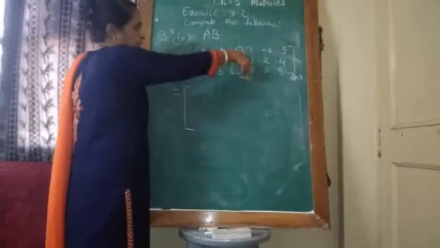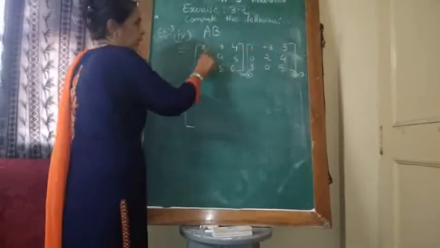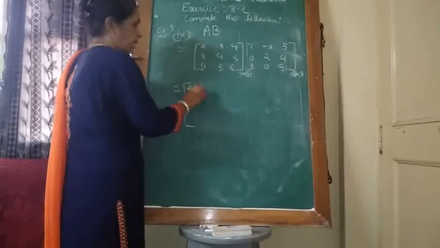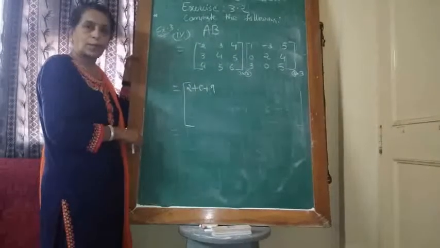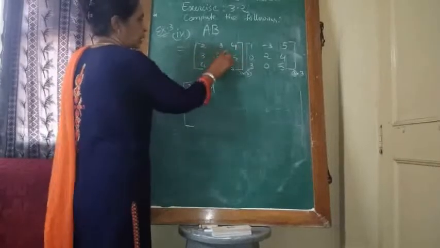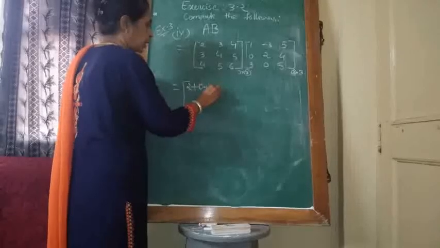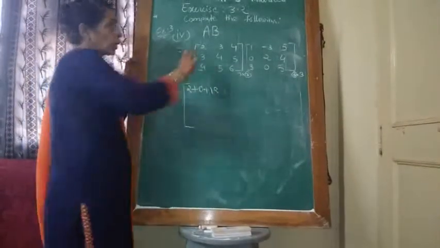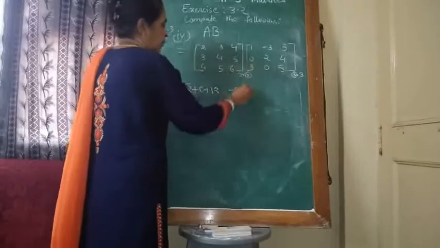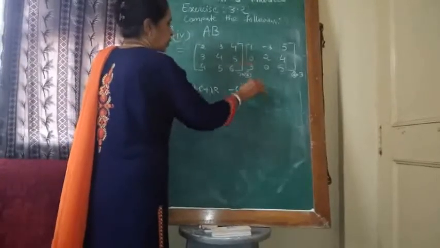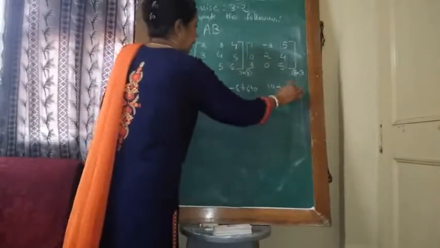See, first row, first column. So 2 with 1, 3 with 0 and 4 with 3. Don't do it like this, okay? So 2 1 are 2 plus 3 0 are 0 plus 4 3 are 12. Sorry. Then first row, second column: 2 3 are 6 plus minus 3 2 are 6, 4 0 are 0. Again first row, third column: 10, 12, 20.